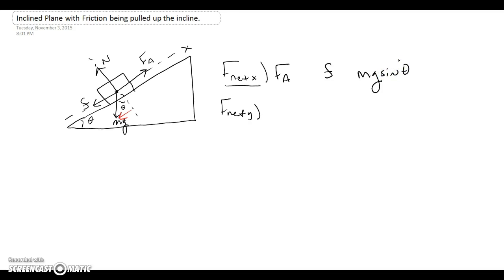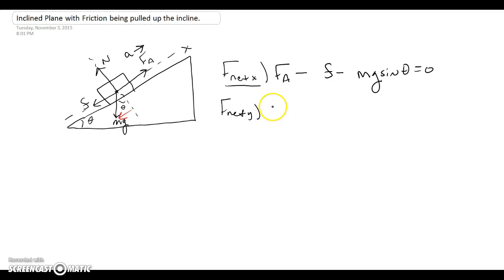The next step is to assign pluses and minuses. We are going to pull this block up the incline, so we're going to accelerate up the incline. So I'm going to call that positive. That means Fa minus friction minus mg sine theta is going to equal 0.